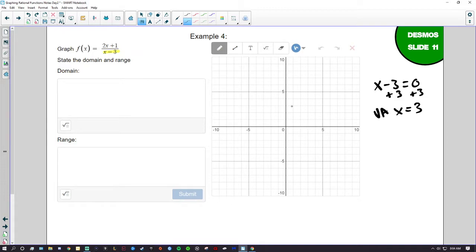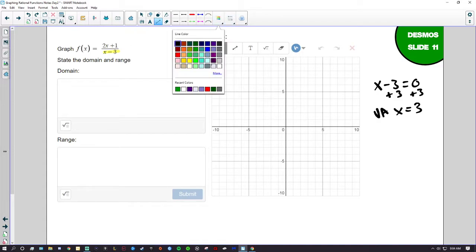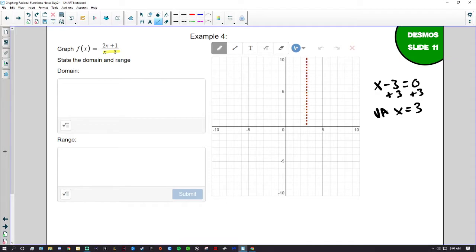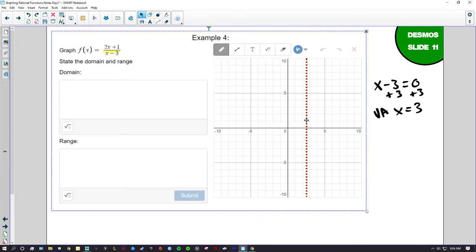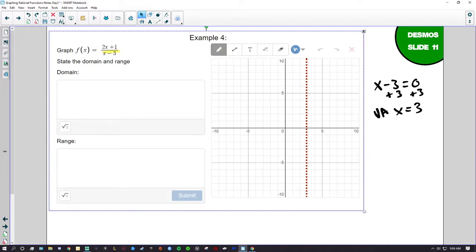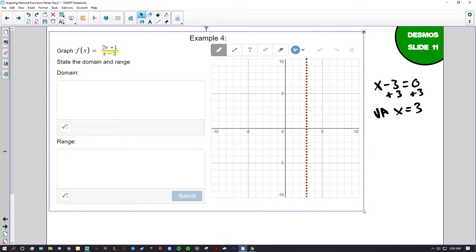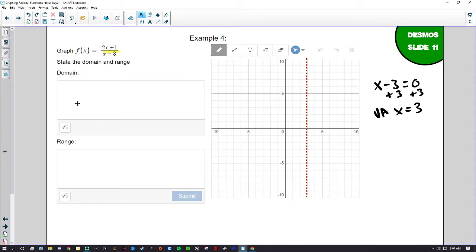Vertical asymptotes are going up and down. So I'm going to go over to x equals 3. I'm going to grab my fancy dotted line, make it red, go over to x equals 3 and draw my vertical asymptote. So there's my vertical asymptote at x equals 3. I'm a perfectionist, well, it's not going to be perfect. Okay, vertical asymptote, x equals 3, set the denominator equal to 0. Easy peasy lemon squeezy.